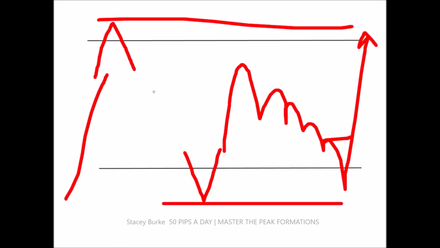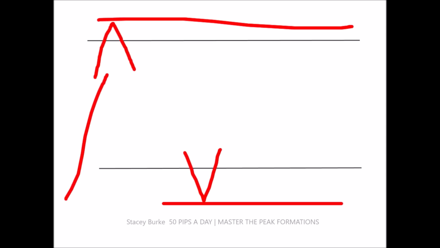And again, that can coincide with perhaps New York, Asia, London, and New York becomes our number 3, because London is an inside session. So hopefully that makes sense. But the peak formations themselves are in the session timing windows.